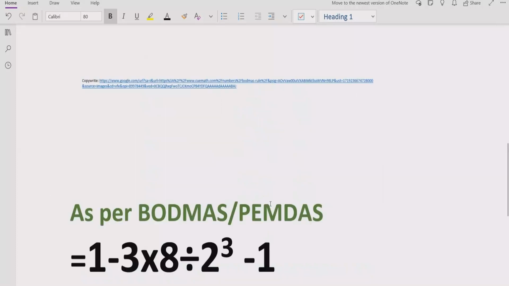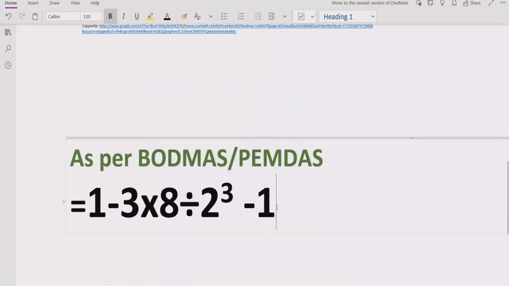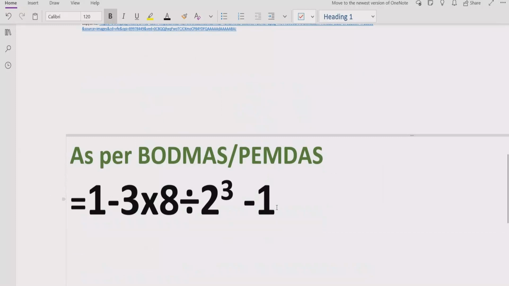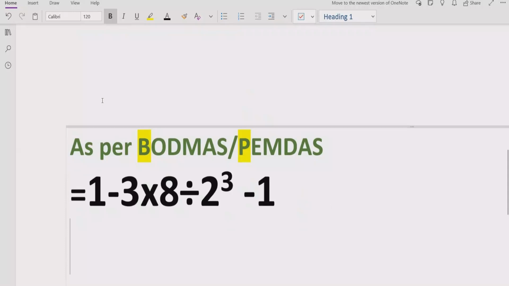Now move forward to solve the given expression. According to the BODMAS and PEMDAS rule, first of all, we have to solve the bracket. But in our expression, we do not have any bracket or parenthesis. We can skip this step. Now move forward. Step number 2, we have to solve the exponent and power of any number. So we have here 2 raised to power 3. So we have to solve this one.